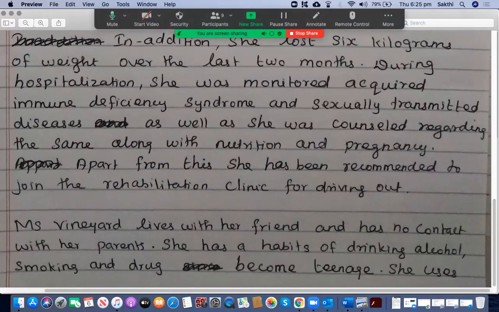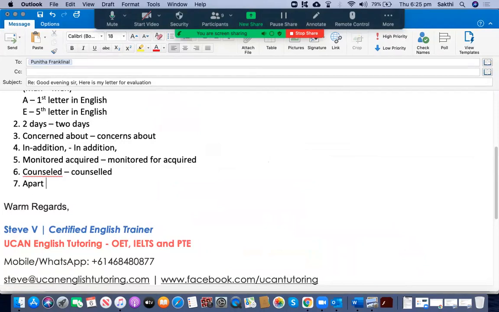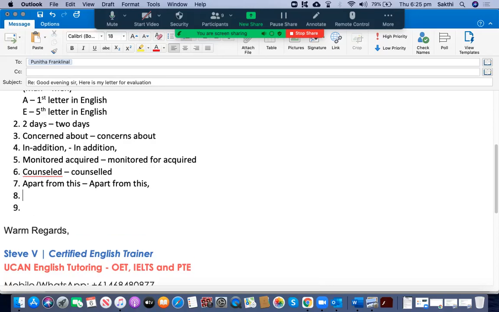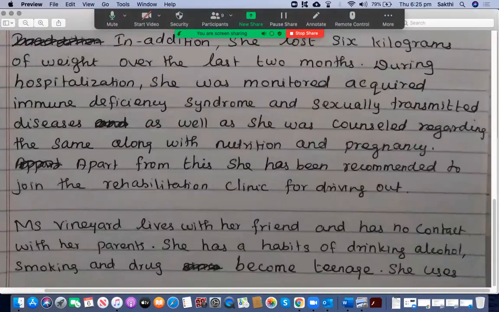That's good. Apart from this, there should be a comma. You should say "apart from this," comma. Okay, good. Apart from this, she has been recommended to join the rehabilitation clinic for driving out. That's all right. Driving out, yeah, that's good. I'm happy with that. Miss Vineyard lives with her friend and has no contact with her parents.